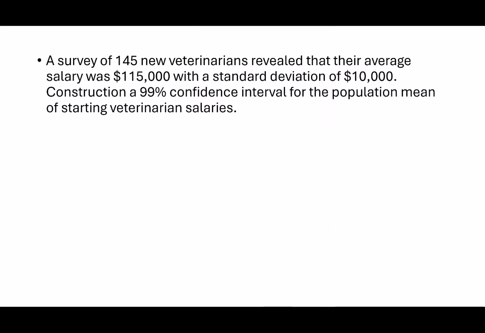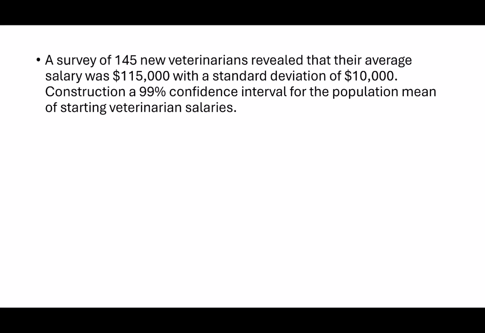Our next question says, a survey of 145 new veterinarians revealed that their average salary was $115,000 with a standard deviation of $10,000. We're going to construct a 99% confidence interval for the population mean of starting veterinarian salaries. This time, we don't have the word population with the standard deviation, which tells us that we can't use a normal distribution, we need to use a t-distribution.